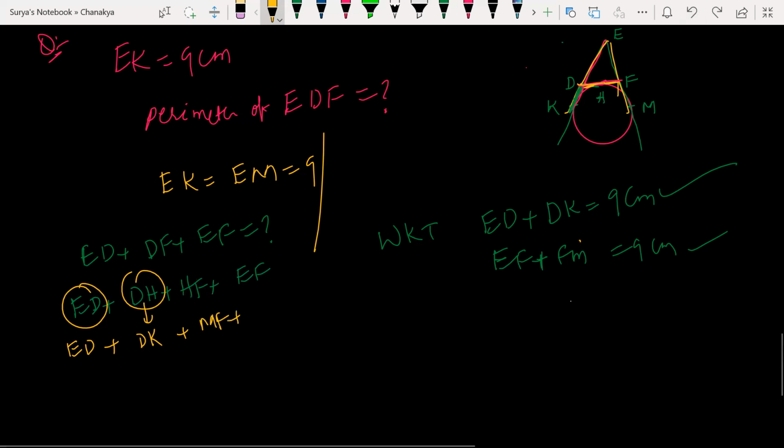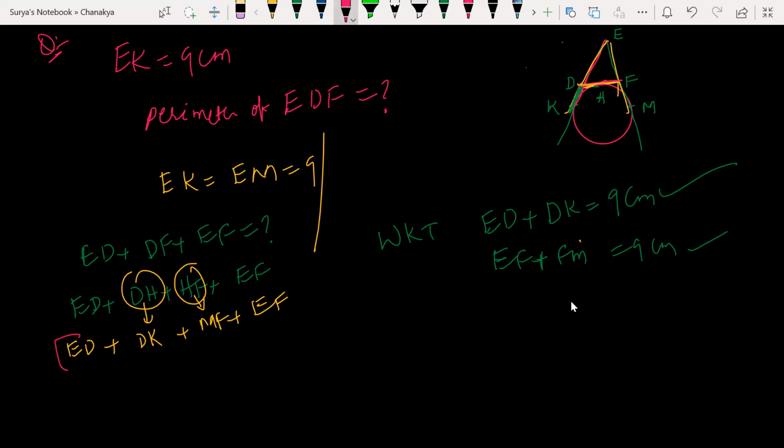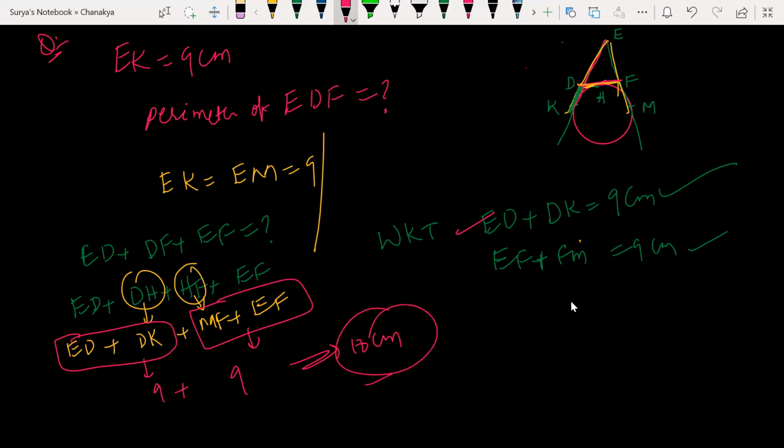Wherever I'm circling, guys, you just focus much on that. You need to be attentive there. Here, EF as it is, let me write. Now, ED plus DK is how much? 9 centimeters. FM plus EF is how much? 9 centimeters. Total 18 centimeters is my answer.